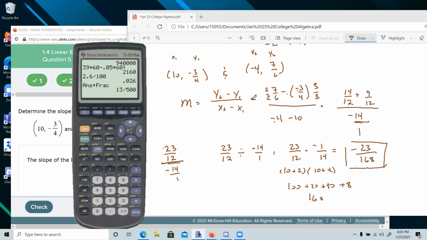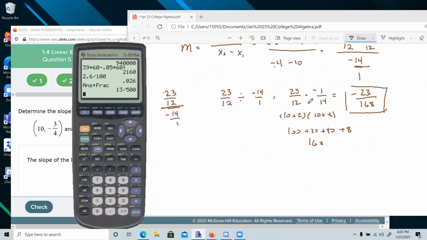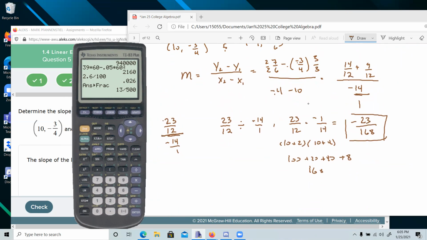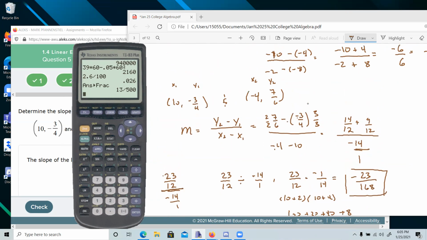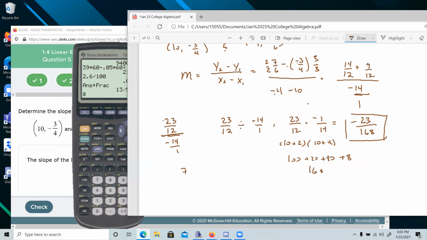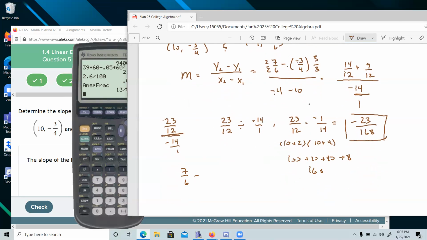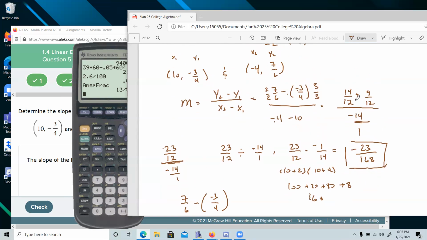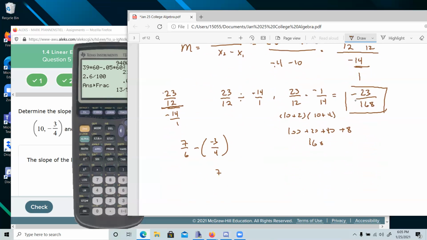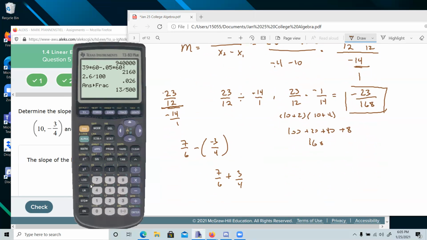All right, so let's do the top. Let's do this in a couple of different spots here. This says that we have 7/6, right, here's my top, 7 over 6 minus a negative 3/4, right? So let's just clean that up a little bit. We'll say that's 7 over 6 plus 3/4. 7 divided by 6 plus 3/4. That looks like this, doesn't it?